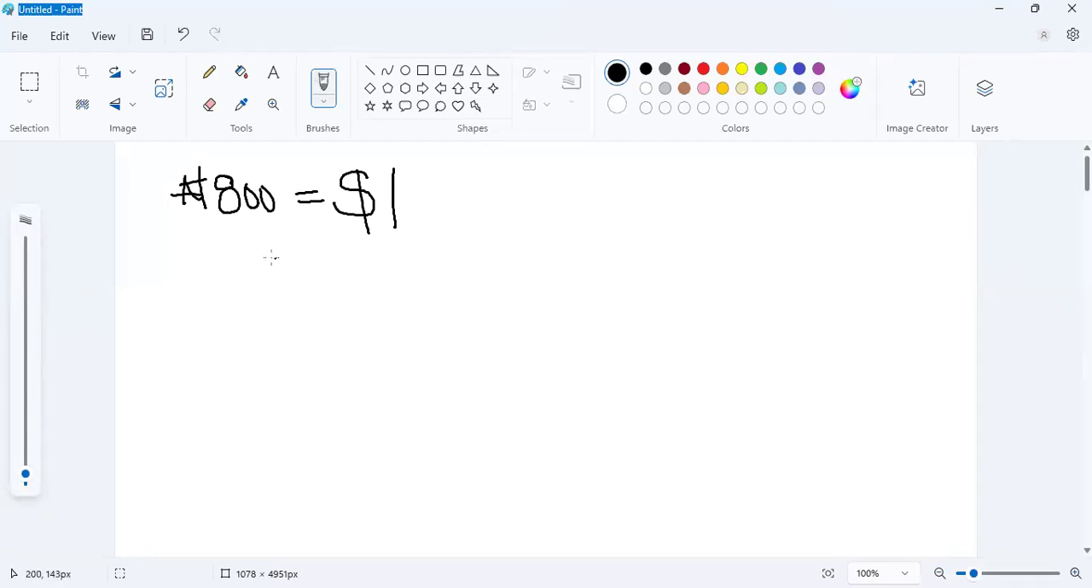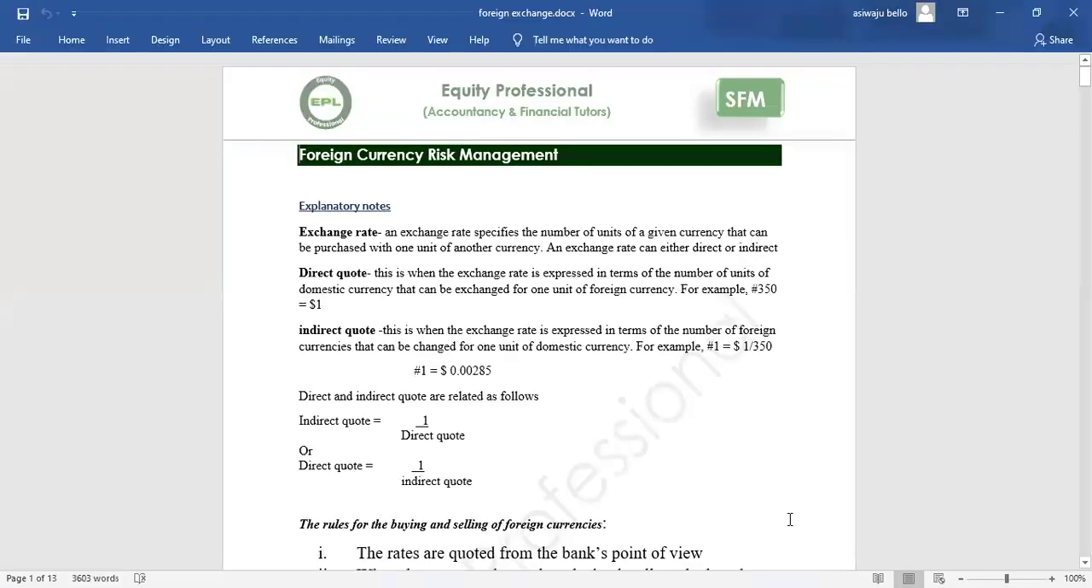This exchange rate can be quoted in 2 ways: direct quotation or indirect quotation. Exchange rates can be expressed or stated in 2 ways. You can state the exchange rate in direct quotation, or you can have it stated in indirect quotation.